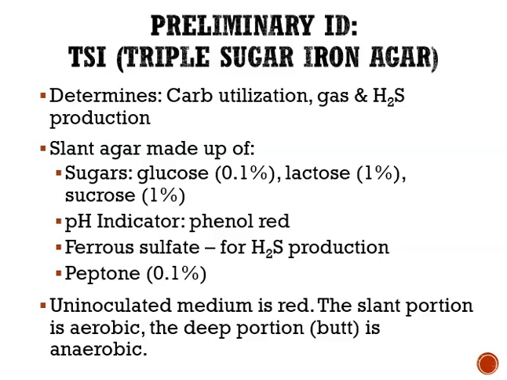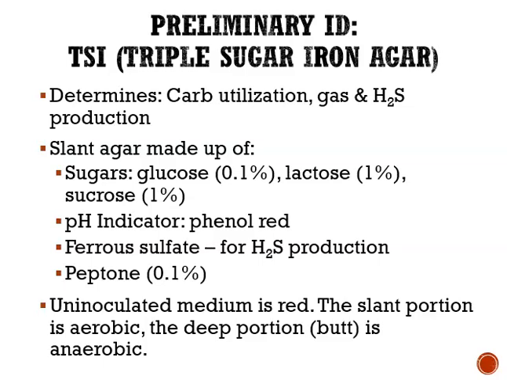So this is another type of carbohydrate utilization test. It determines the organism's carbohydrate utilization, and the sugars that are incorporated into this test are glucose, lactose, and sucrose. This test also has the ability to detect gas production and production of hydrogen sulfide. So it's primarily used to differentiate the Enterobacteriaceae from other gram-negative rods.